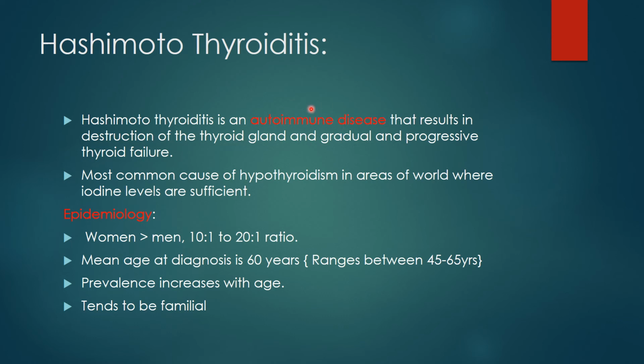So in short, Hashimoto thyroiditis is an autoimmune disease. It is caused by the presence of multiple autoantibodies, either against thyroglobulin, the TSH receptors, or microsomal antigens. It is the most common cause of hypothyroidism, usually occurs in iodine sufficient areas, is more common in females, and usually occurs in older age females.